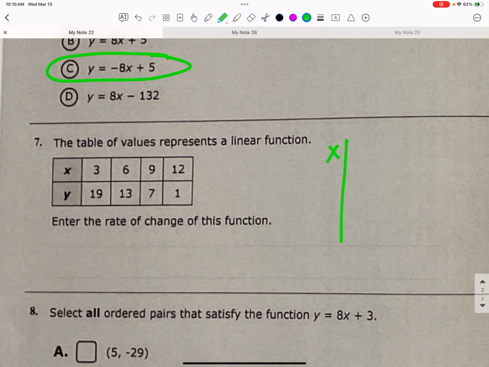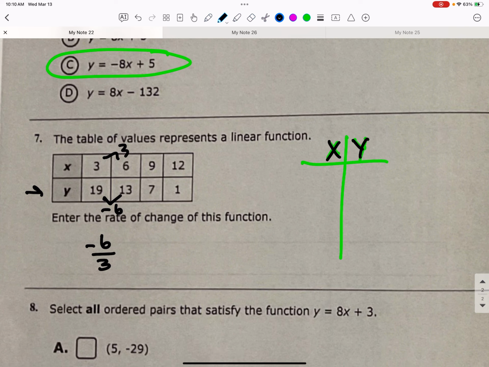We usually see these this way, where the y is on the right side, right? I'm going to do a different color. Where the y is on the right side, so this is the right side. Let's see, it goes down 6, and it goes forward 3. So down 6, forward 3, the slope, the rate of change, is -2.